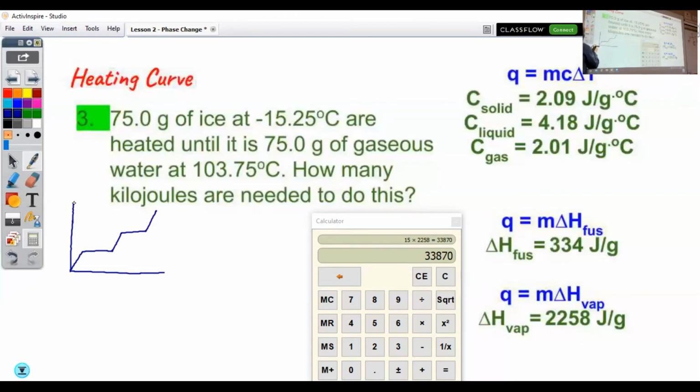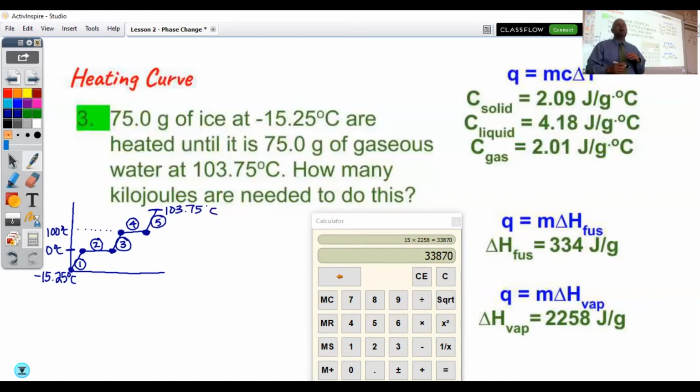So in this problem, we're starting off at negative 15.25 degrees Celsius. That's way down here. Then we're going to go up to our freezing point, our melting point, 0 degrees Celsius. That's one part to the problem. We're going to melt all of our ice. That's part 2. Then we're going to take our water, which is at 0 degrees Celsius, and raise its temperature up to 100 degrees Celsius, liquid at 100. That's part 3. Then we're going to take our liquid at 100 and convert it to a gas at 100. That's part 4. And then finally, once we have all of our gas at 100, we're going to finish off up here at 103.75 degrees Celsius.